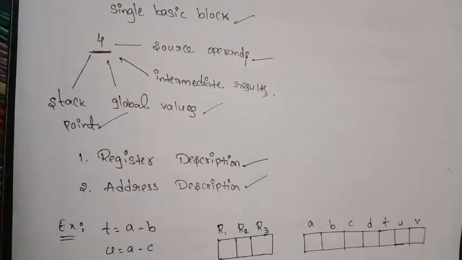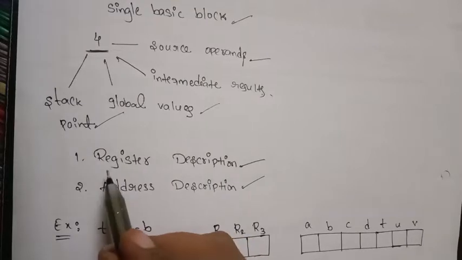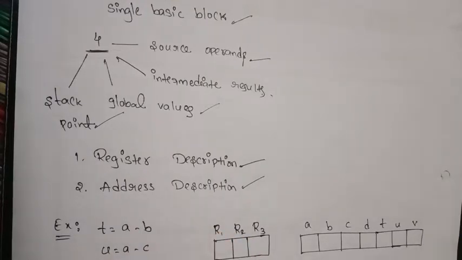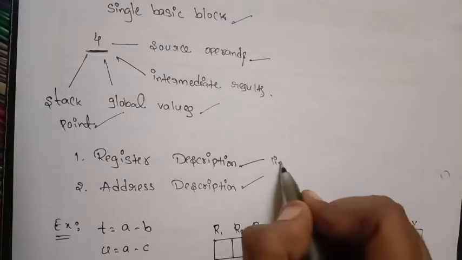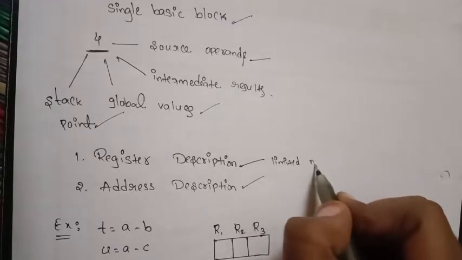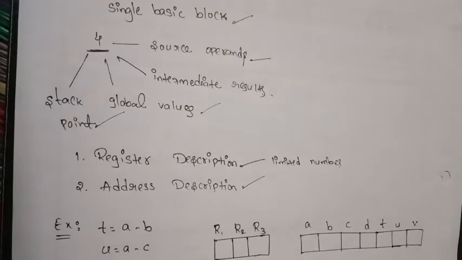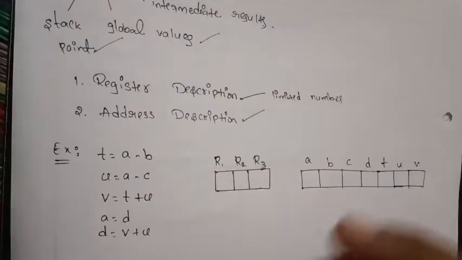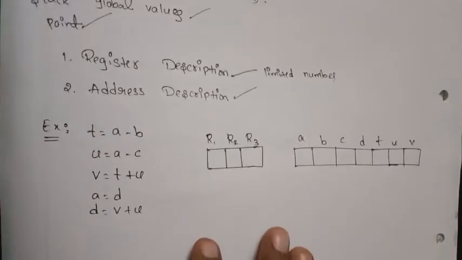Register description: you already know that in a simple code generator, for creating any code, we use a limited number of registers. Registers should always be in a limited number. Address description means we keep track of the location, that is, where the variables are present. Now let me explain this through an example, guys.